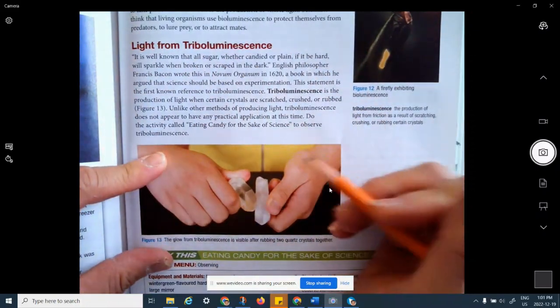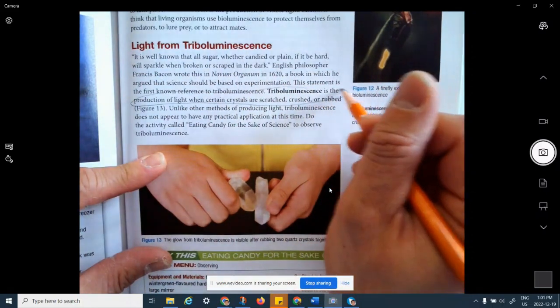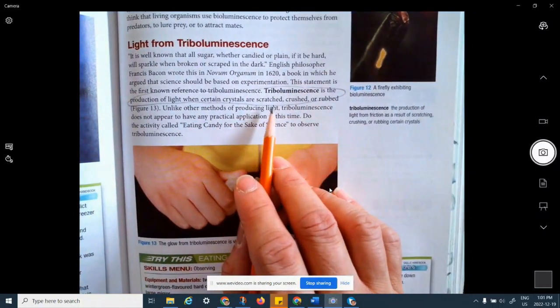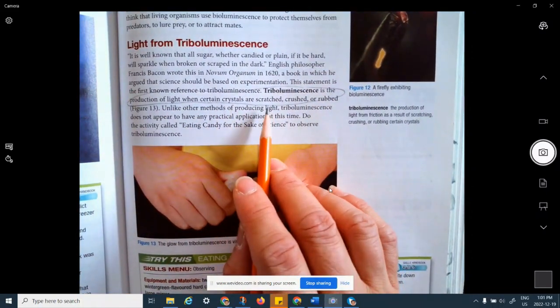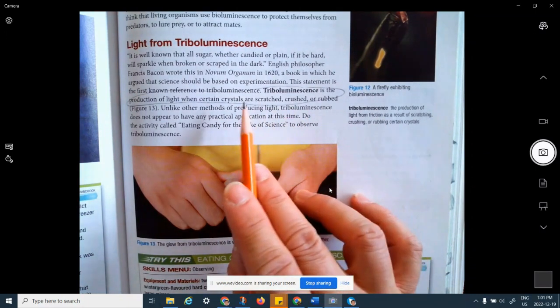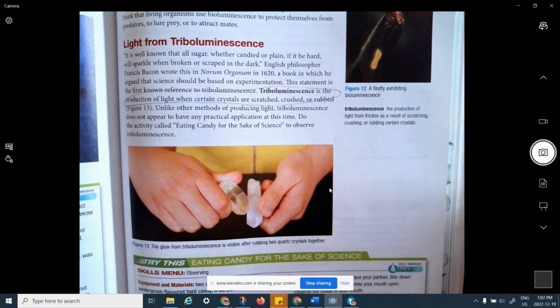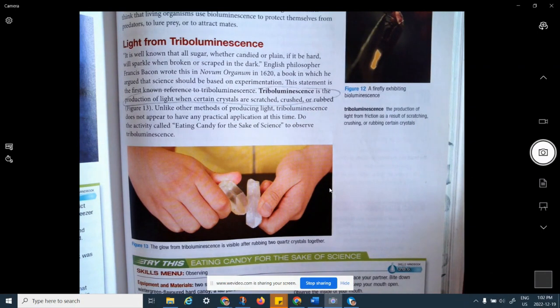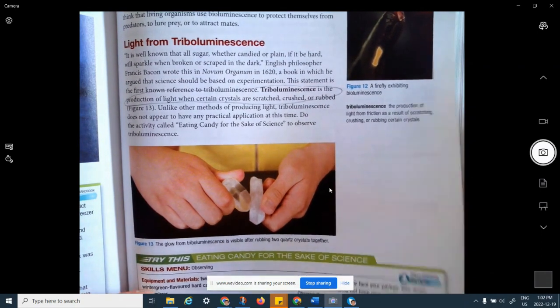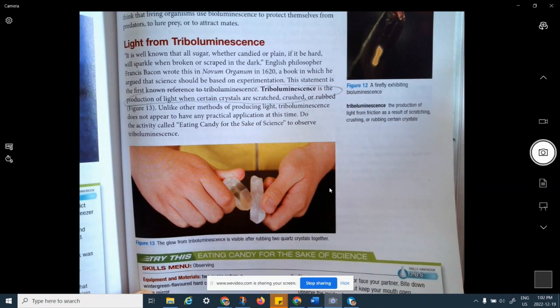Triboluminescence is basically the production of light from certain crystals when the crystals are scratched, crushed, or rubbed. That will produce a glow. Questions?